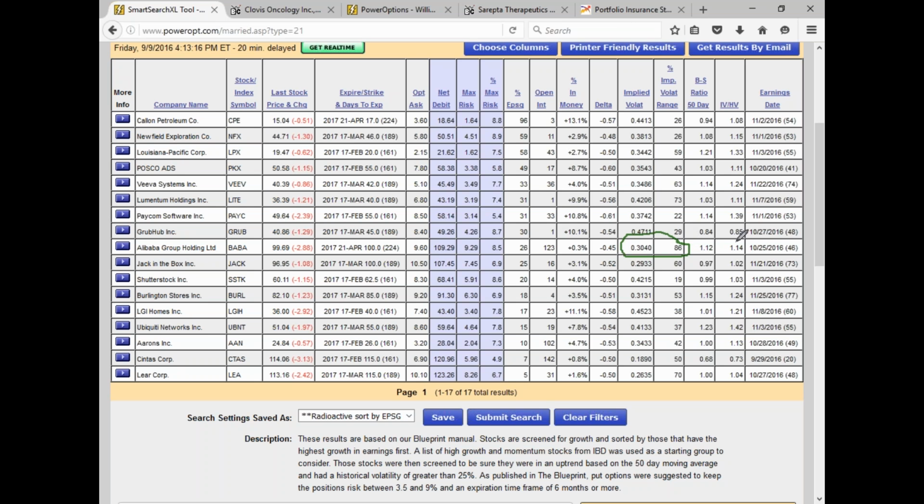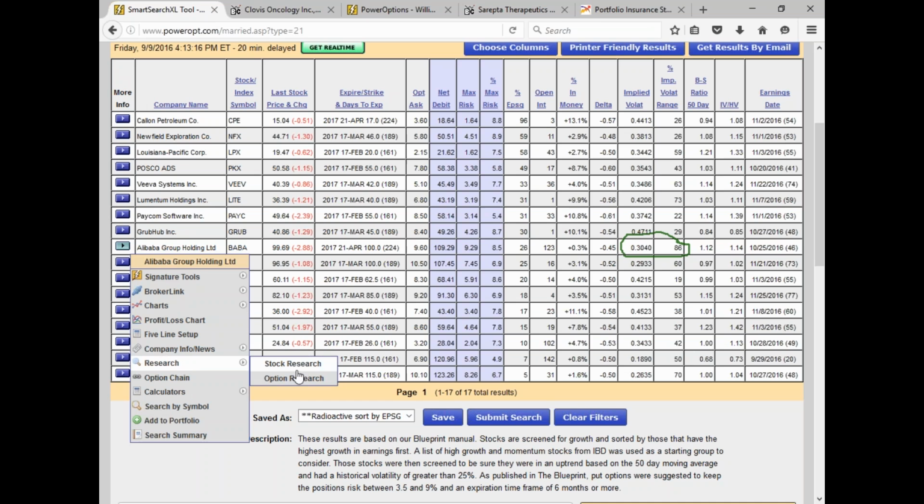What do I mean by that? Well, I'm showing Alibaba this April put with an implied volatility of 0.3040 and a percent implied volatility range of 86. However, if the actual true range of the implied volatility of this April option since it was released on the market is only 0.28 to 0.31, and right now it's at 0.30, which is at the 86th percentile, that's a nothing movement. And 0.28 to 0.30 is not a wide shift at all for implied volatility. So that wouldn't cause me concern.